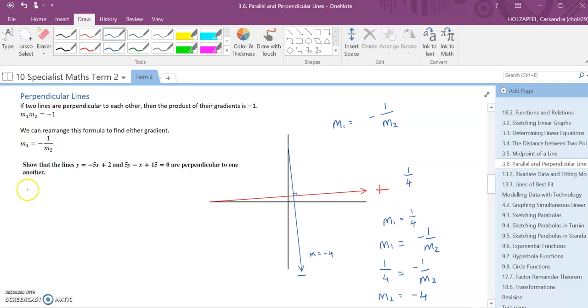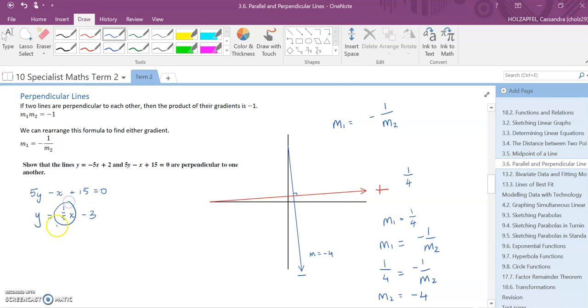All right, so let's have a go at this question now. Show that the lines y = -5x + 2 and 5y - x + 15 = 0 are perpendicular to one another. The first thing I'm going to do is get them in slope-intercept form so that I can actually compare the slopes fairly. This one is already in slope-intercept form, so I don't need to mess around with it, but this one we're going to rearrange. So we've got 5y - x + 15 = 0. I'm going to move the x over to the other side and move the 15 over to the other side. Once I've done that, I'm going to divide through by 5. This is how I got the line y = 1/5 x - 3.